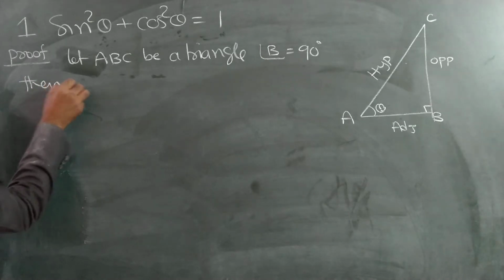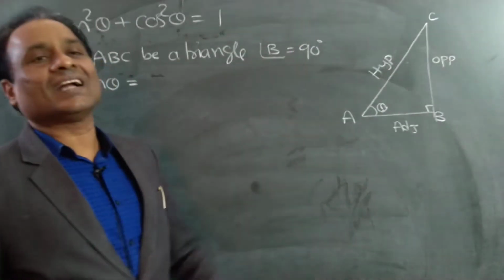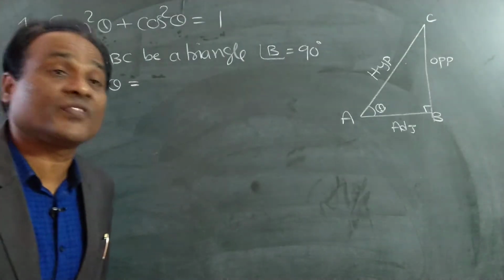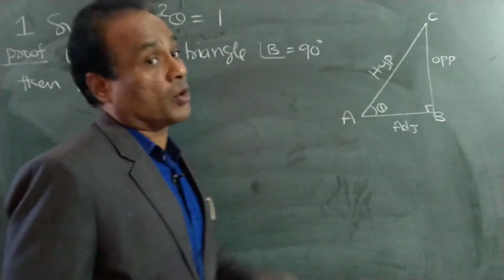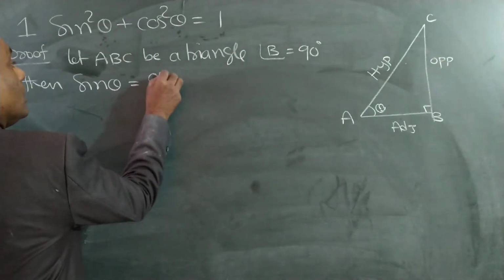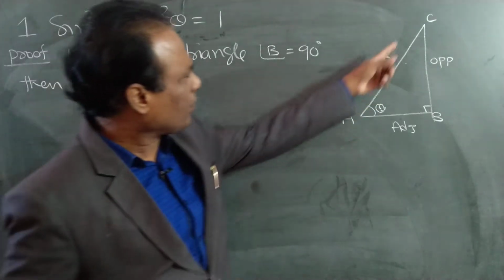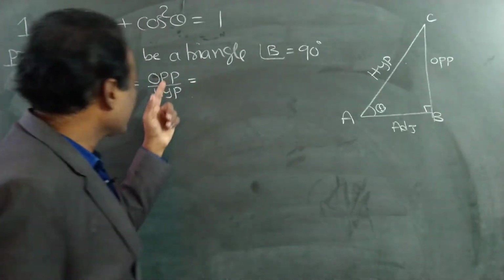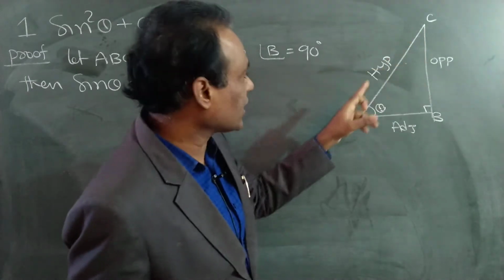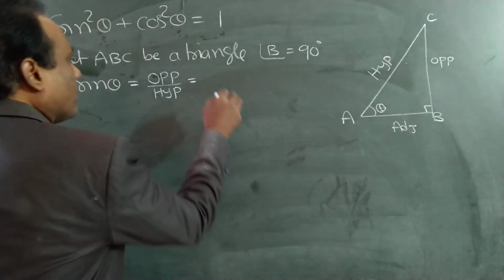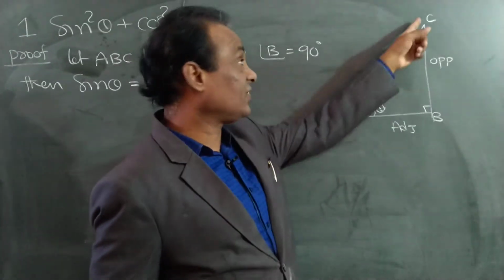Now, what is sin theta from this triangle? What is the sin definition? Sin theta definition is opposite by hypotenuse. Even we can write the name of the side, because just saying opposite doesn't look good. What is the opposite side? BC, it will be proper. BC by hypotenuse, which is AC.